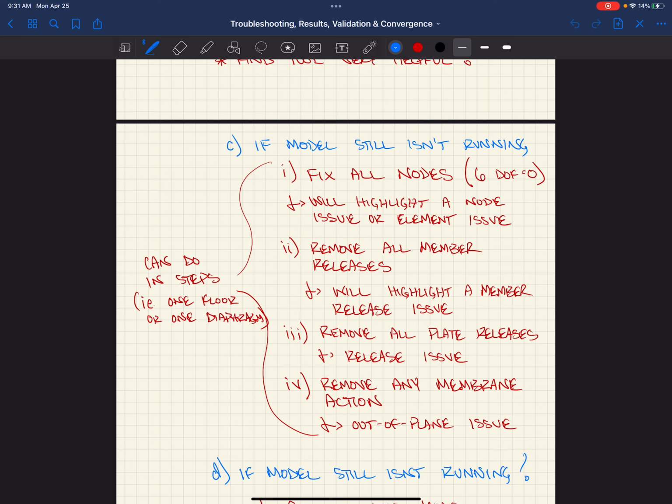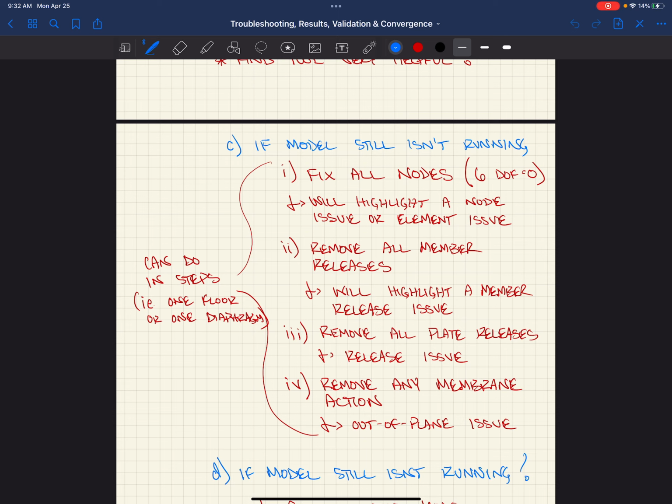And go through, or do all the member releases at one floor or diaphragm level, right? Or one grid line, work your way through. Just see if you can isolate it and get the thing to run. All the plate releases, you can do that. It could be a release issue on your plates.